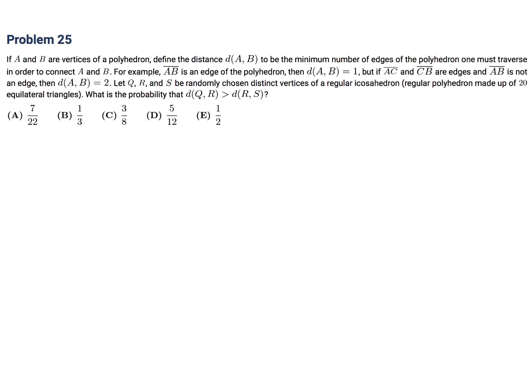So let's talk about this using Euler's formula. You guys remember Euler's formula? That the vertices minus the edges plus the faces is equal to 2 for any of these kinds of 3D shapes. Let's see what we can do here. So there are 20 equilateral triangles, so that means there are 20 faces.